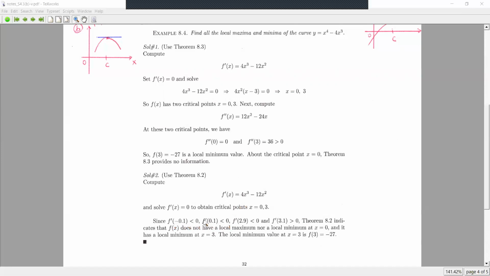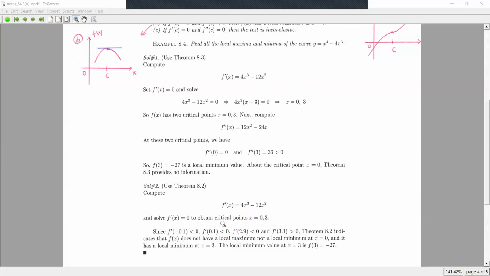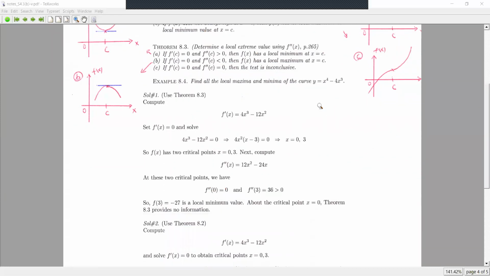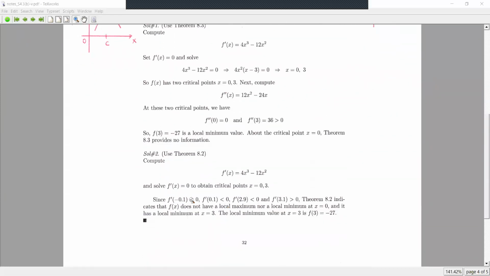This information says that the derivative doesn't change sign at 0. On the left, negative. On the right, negative. So it is the case C here. So the function f has no local maximum, no local minimum at this critical point. So at 0, the function has no maximum, no minimum.